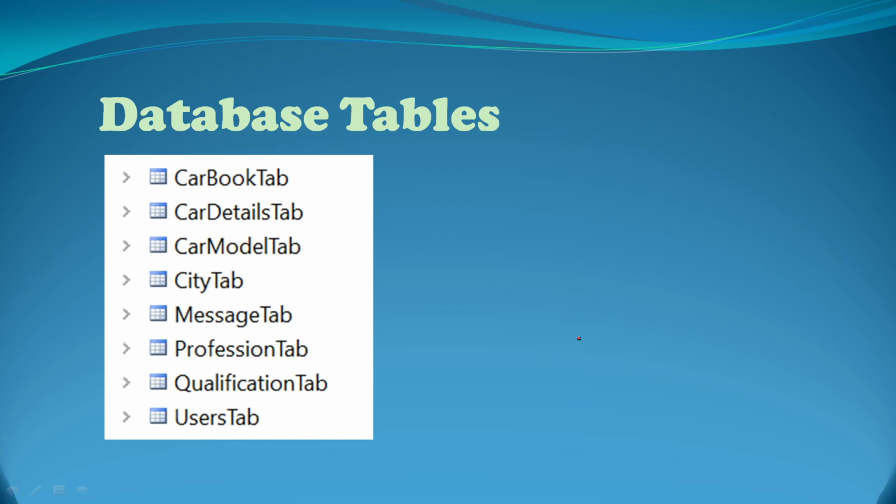Database tables. In this project we have around 8 tables: car book table, car details table, car model table, city table, message table, profession table, qualification table, and users table. The profession and qualification tables will be used in the users table.